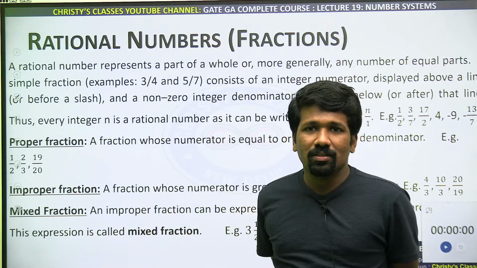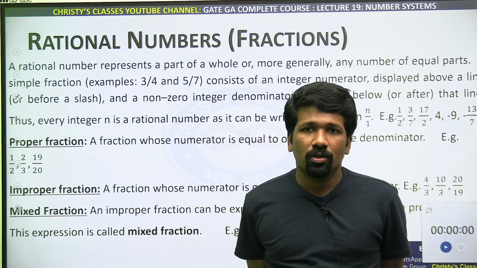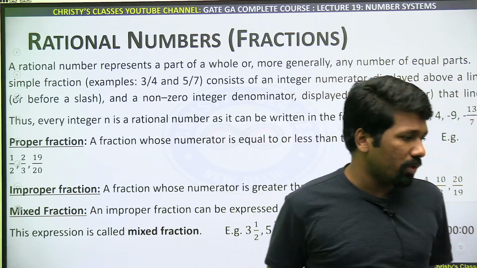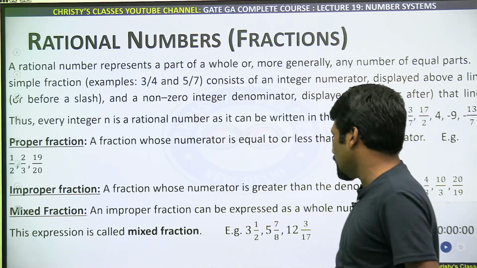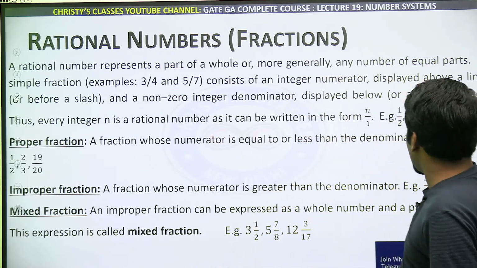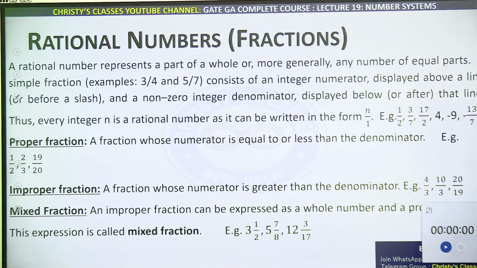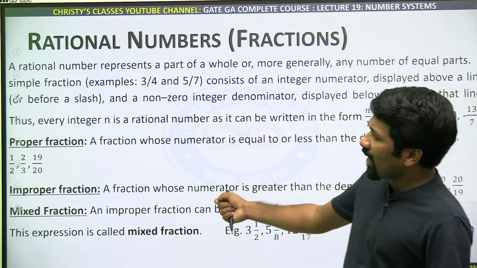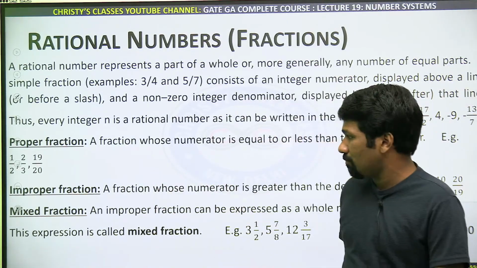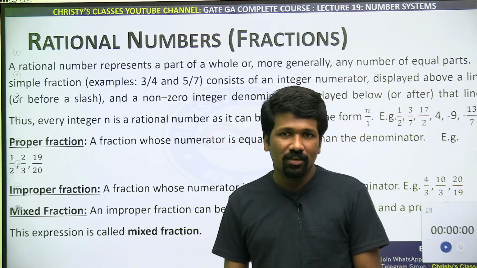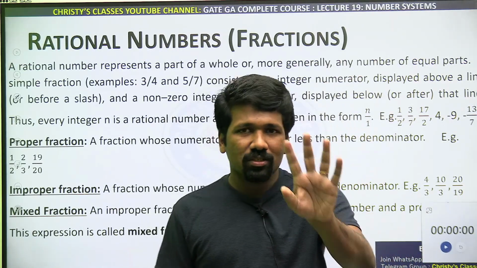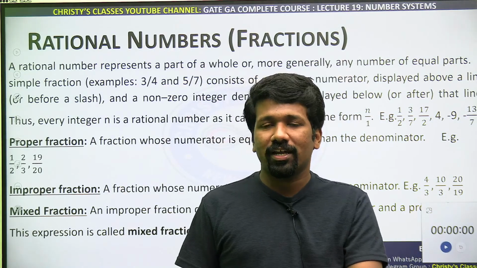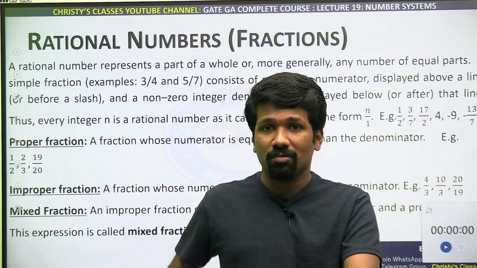Improper fraction means the other way around. Numerator should be more than denominator. Like 3 by 2 is an improper fraction. 4 by 3, 10 by 3, 20 by 19. Improper fraction को proper fraction का notation में लिखना, that is called mixed fraction. All these things you have learned in very basic classes only. 7th standard, 8th standard or 6th standard, some of these things.